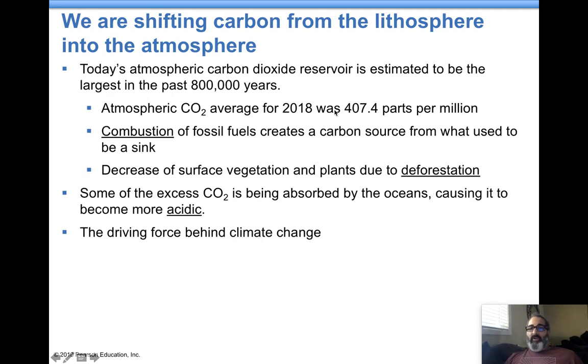This number here, it's over this now. This is an average over 400 parts per million. 400 parts per million is a terrible number. When I started teaching this class, we were at about 370 or 360 parts per million on average.